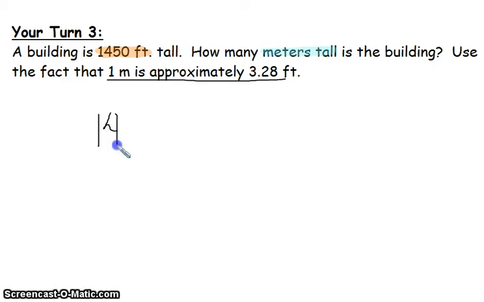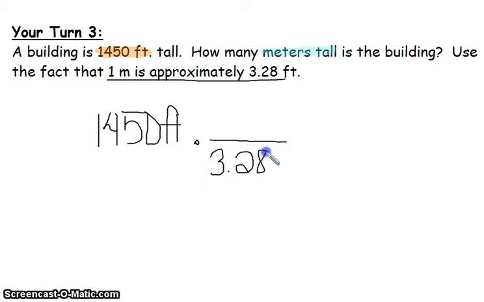You've got 1,450 feet times, and then if we want our feet to divide out, just like the last problem, we want to make sure that our units in feet are here in the denominator. So our 1 meter would be in the numerator.